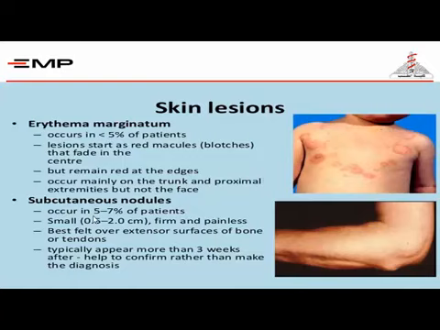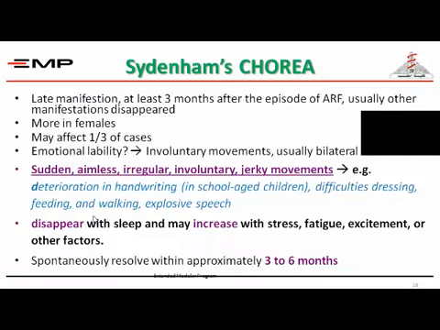Subcutaneous nodules are the second skin lesions. They also occur in around 5% of cases. They are small, firm, and painless, and they are usually on the extensor surfaces of bones or tendons. Usually they are confirmatory because they don't appear very early, and they disappear later on without causing any problem. The last and important issue is Sydenham's chorea.